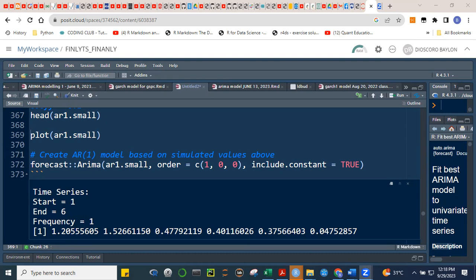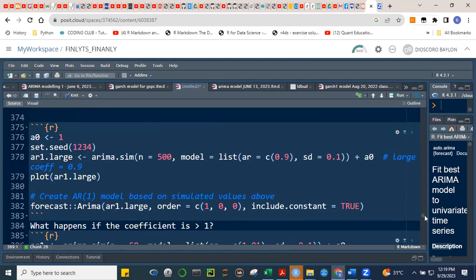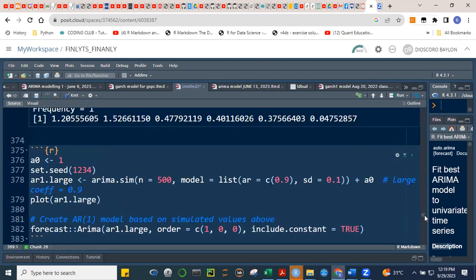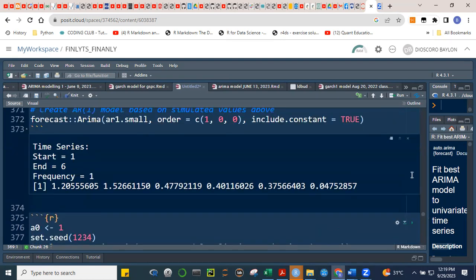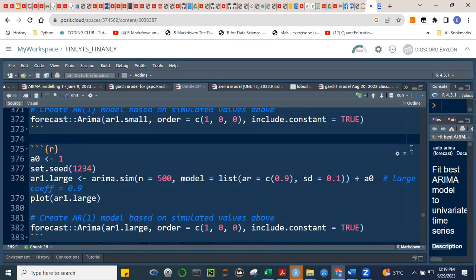Okay, same. Good. Why are they the same, class? Because we set that seed. Okay? So this is your data, your AR1.small. And if we use arima, because arima determines the model, like the auto.arima earlier. But this is a different function coming from the forecast package.